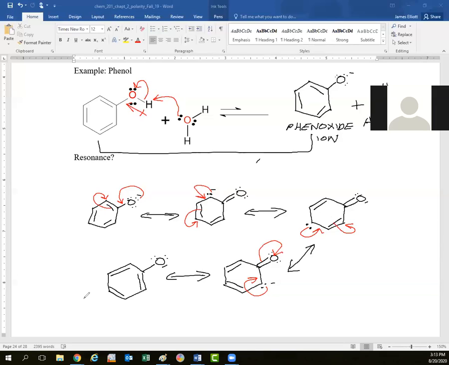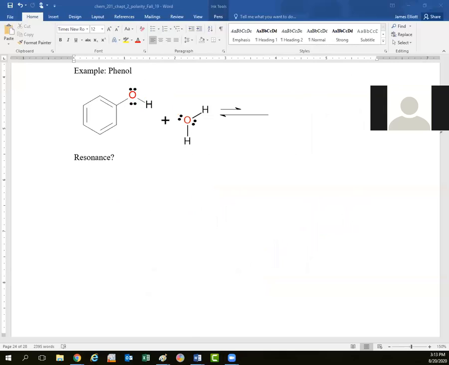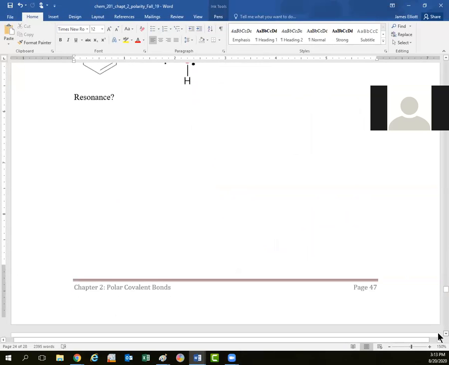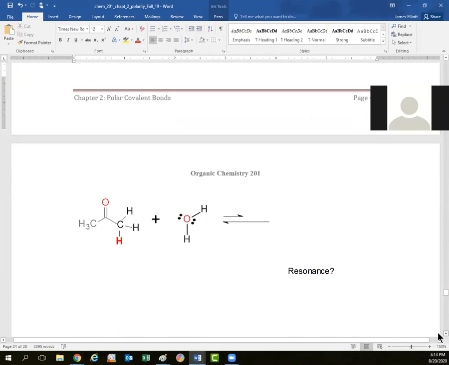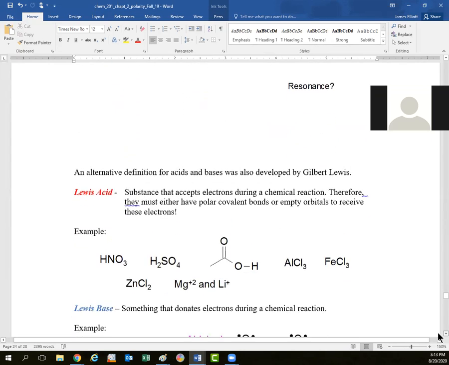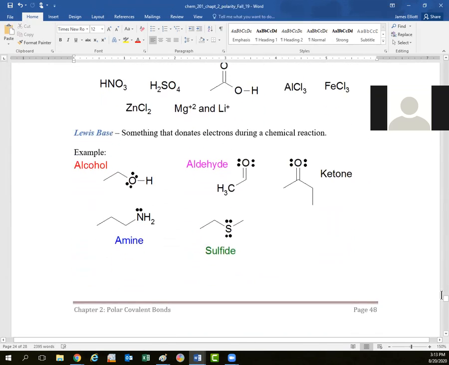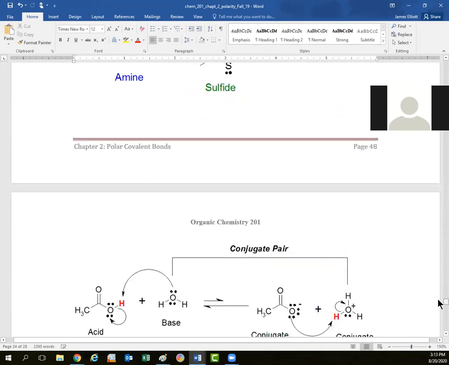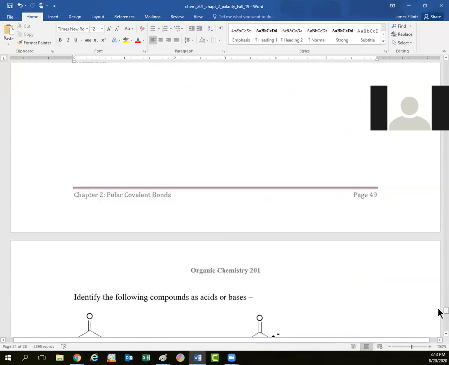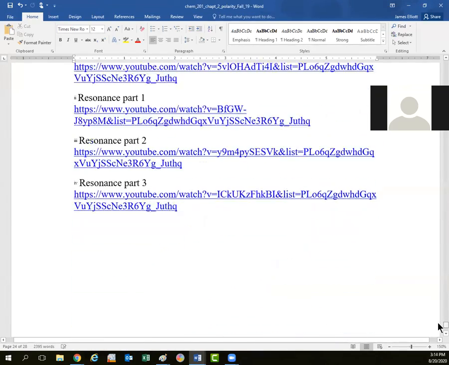Okay, safe to erase that one off. Let me just see what we've got left to do in this chapter. One more there, and then we get into Lewis acid and base definition with a couple of extra examples, and that's it. Not much at all.